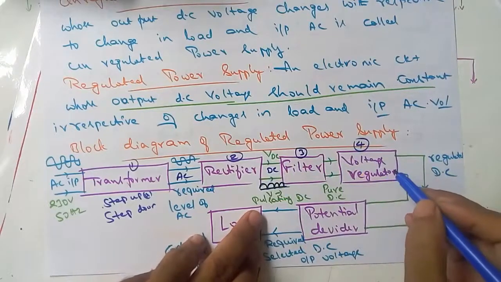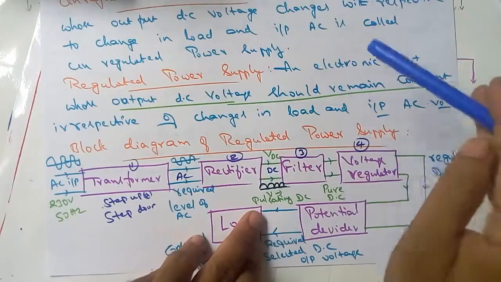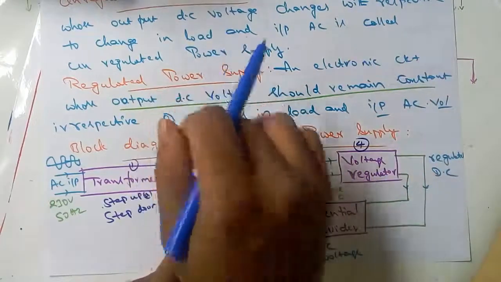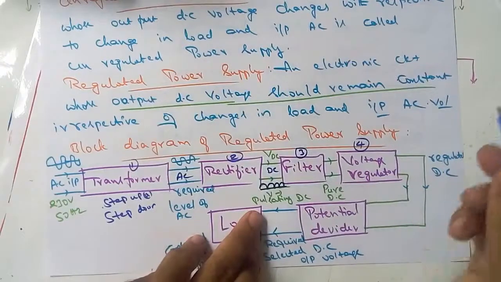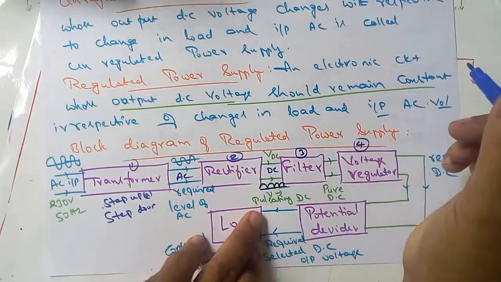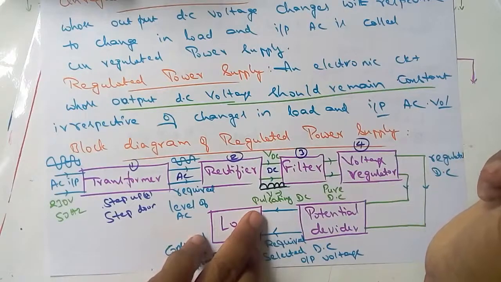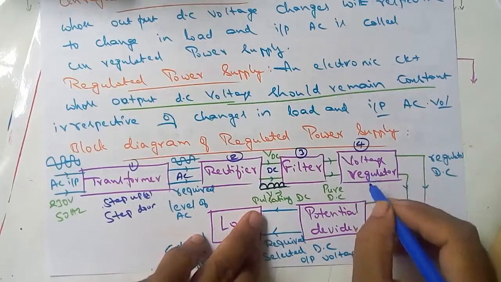And the fourth one, what is it here? The voltage regulator. Regulator means what we are giving here. This is the definition for that one: the output voltage remains constant irrespective of input AC voltage and load. That is called the voltage regulator.